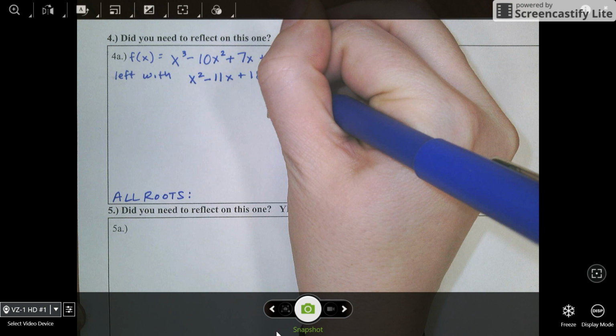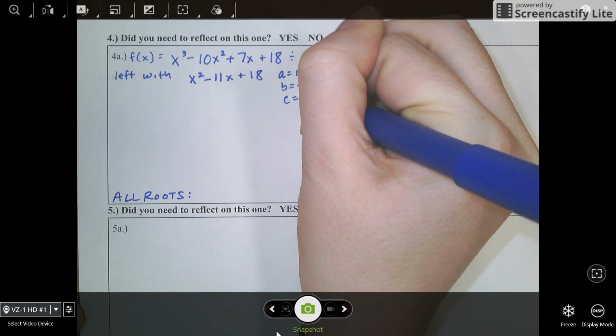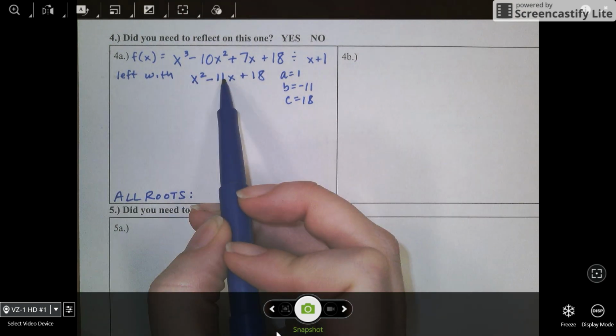So I've got an a of 1, a b of negative 11, and a c of 18. I want to remind you that a, b, and c are always numbers. They should not have any variables in them. They're always the coefficients of these.